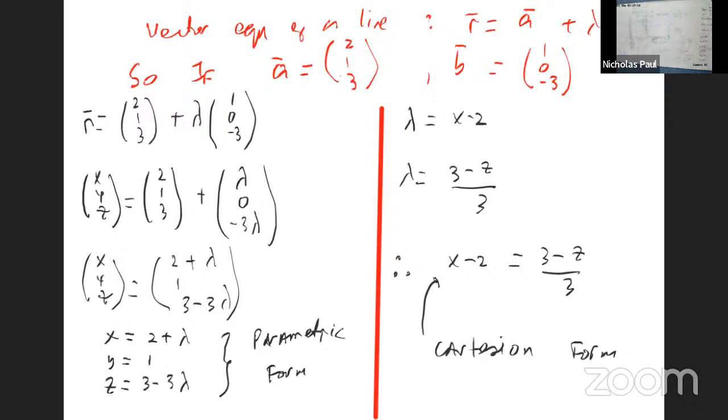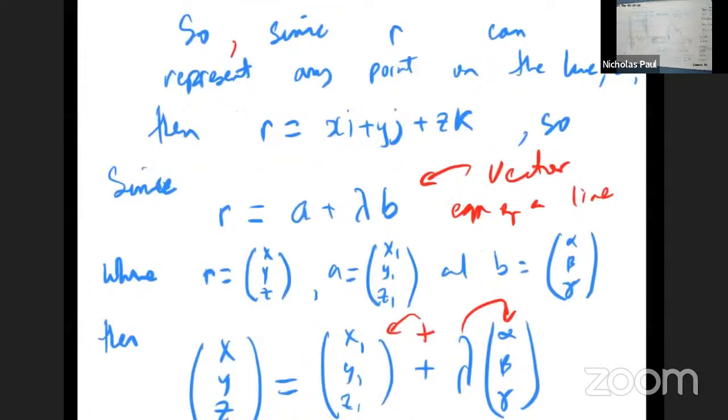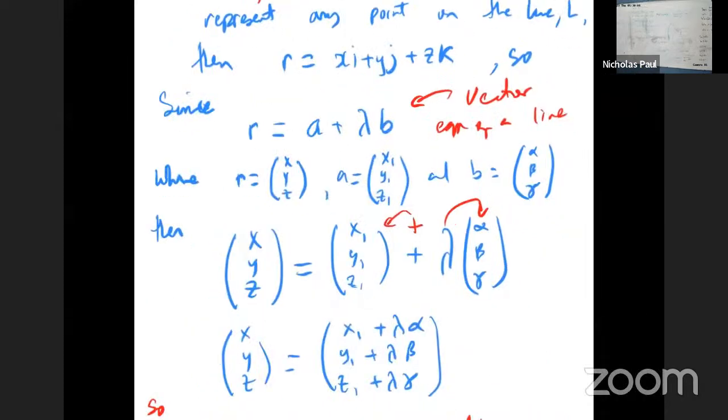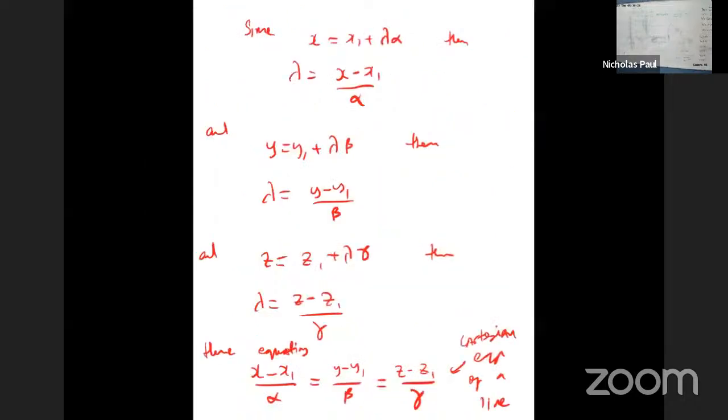All right, so generally, if r is equal to xi plus yj plus zk, right? This here is how you can write it in your Cartesian form. That's generally how you get the Cartesian form. You'll notice in the Cartesian form, these three values represent a, these three values here represent b.